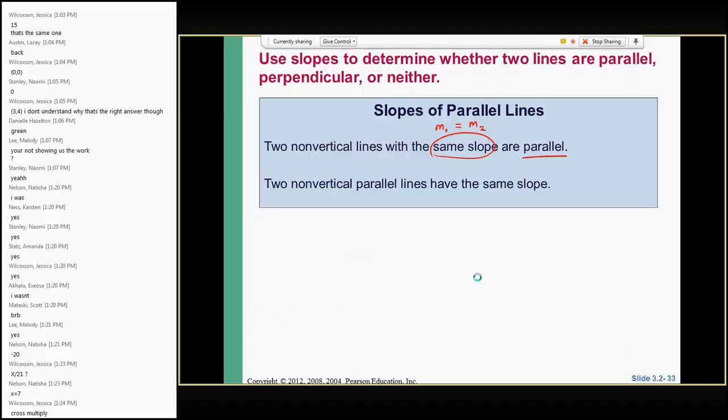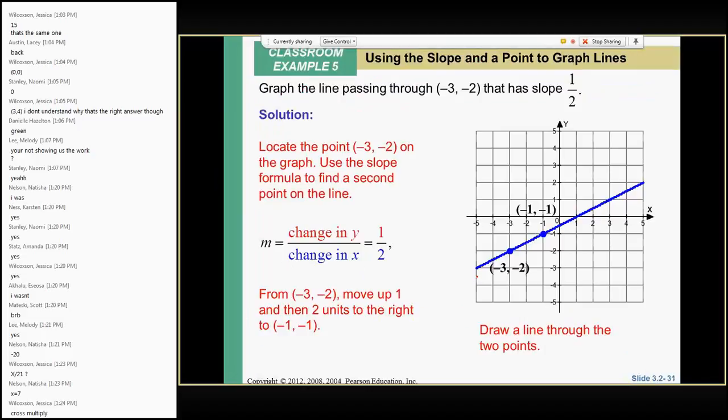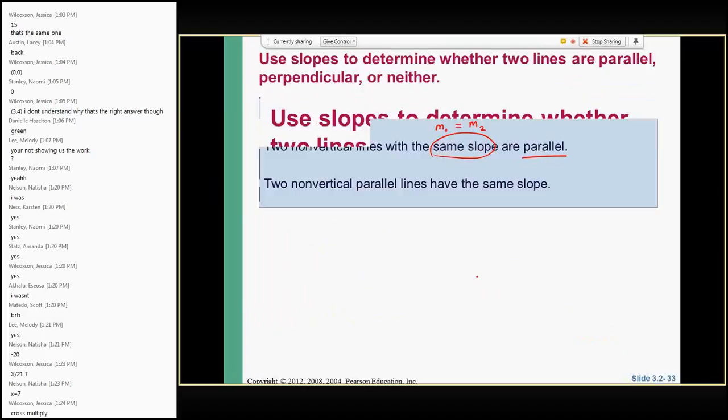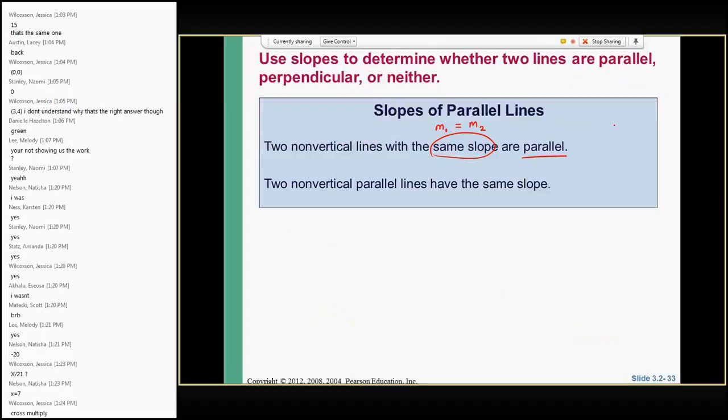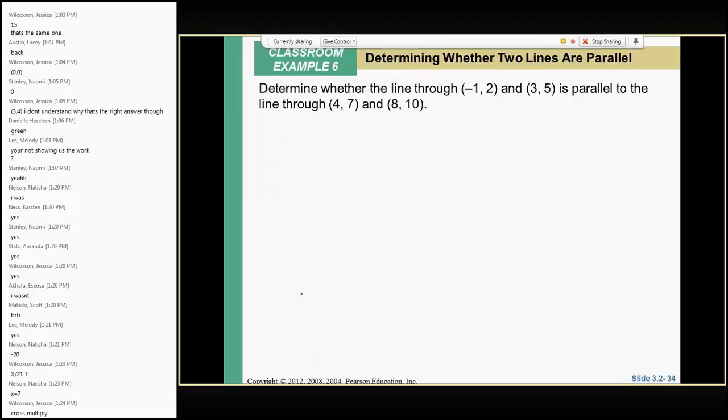Okay, parallel ones are going to have the same slope. So parallel lines will go on and on forever, never touching. That's parallel lines. They're going to have the same slope. So when you go through some examples, they're going to ask you whether the line that goes through here is parallel to the line that goes through there.